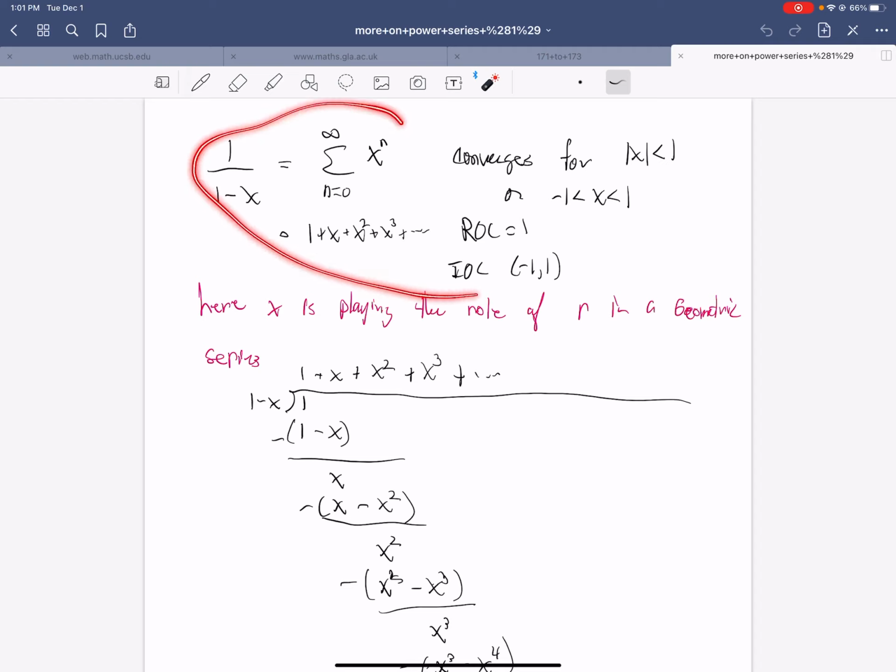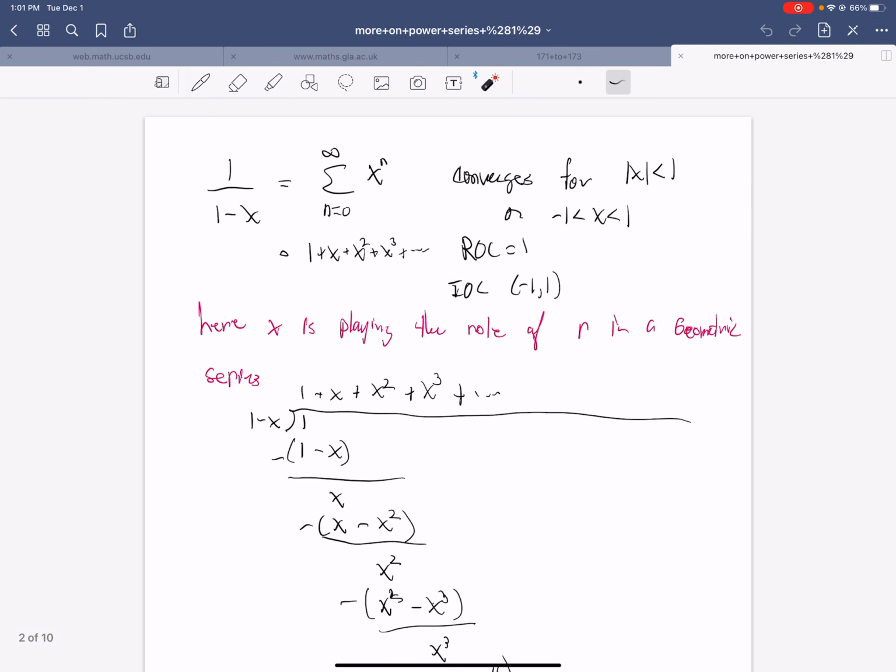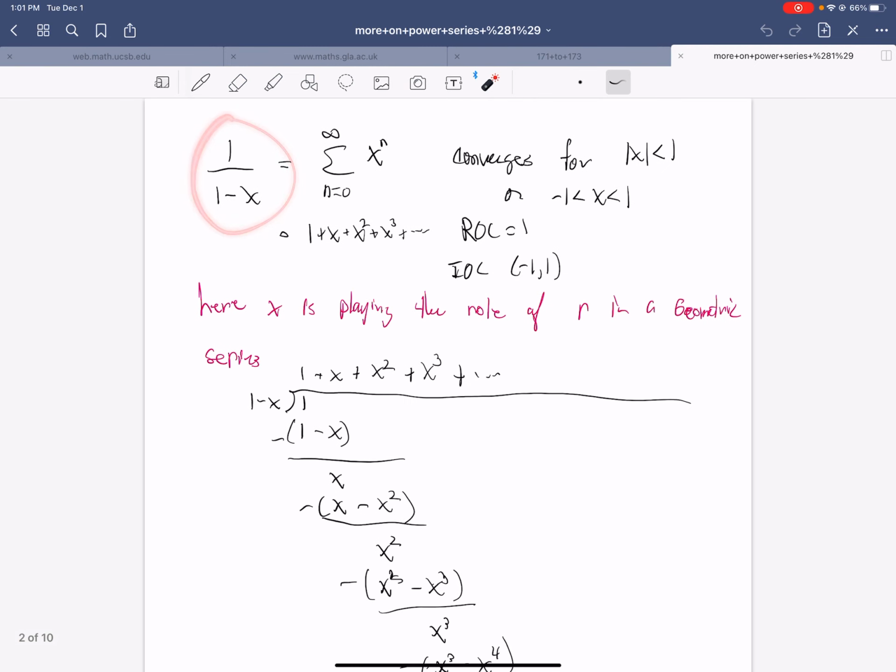So there you have that, and we just played with our knowledge of a geometric series to turn it into a power series. And I said here in red, here x is just playing the role of the radius in that geometric series formula. But we can do long division on this. And so I put the 1 minus x on the outside, and I put 1 on the inside. And then I say, well, 1 goes into 1 one time, and then 1 times 1 is 1, and 1 times negative x is negative x.